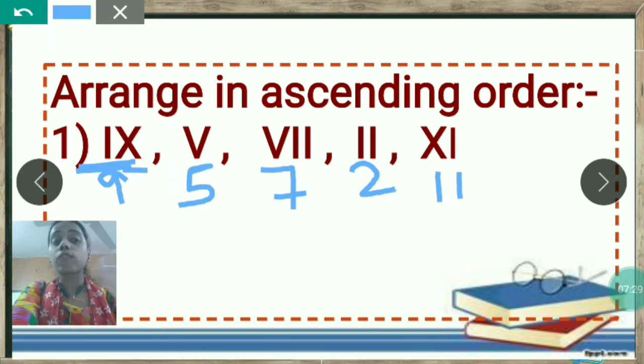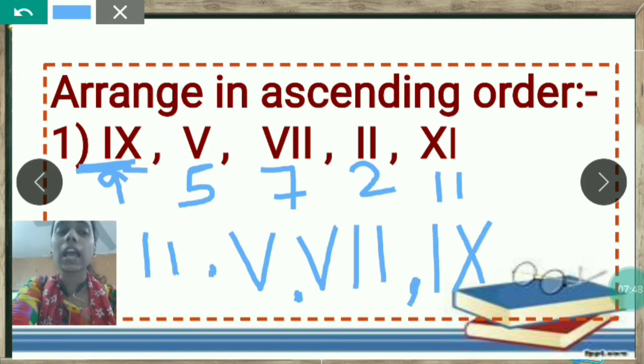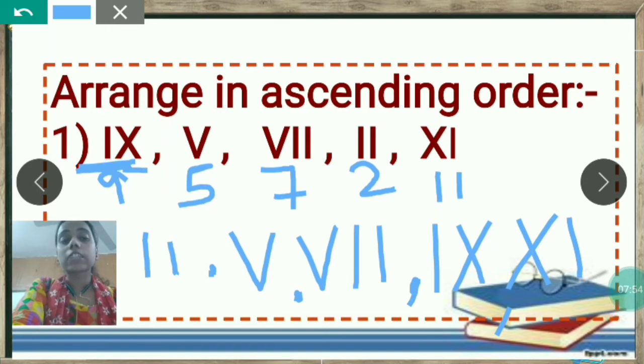We arrange from the smallest to the greatest. So which digit is the smallest here? 2 is. So first of all I will write 2. After 2, which one is the smallest? That is 5. So I will write 5. After 5, 7 is the smallest. So I will write here 7. After 7, 9 is the smallest. So I will write 9. After 9, which one is the smallest? 11. So I will write here 11. So this is how the Roman numerals are arranged in ascending order.